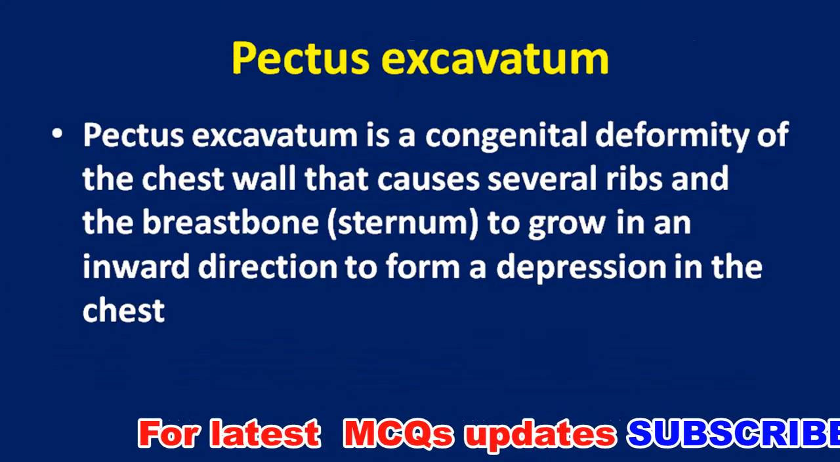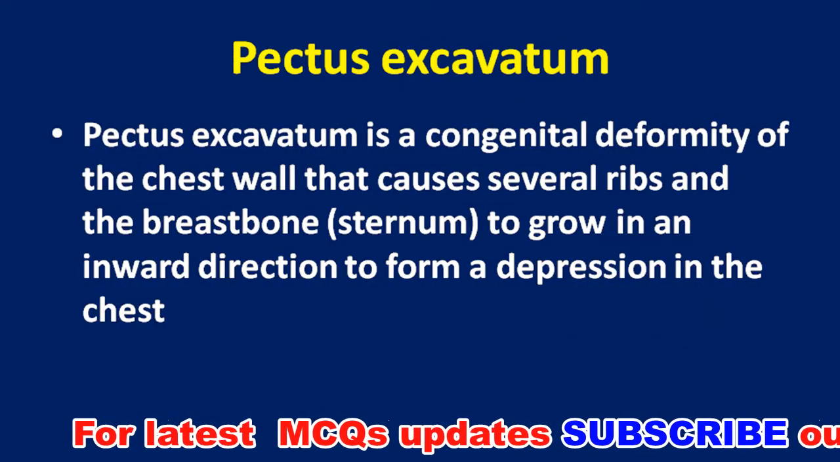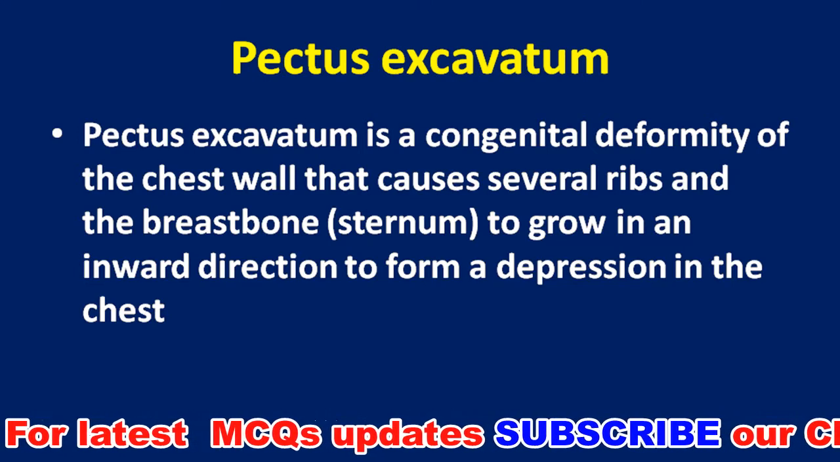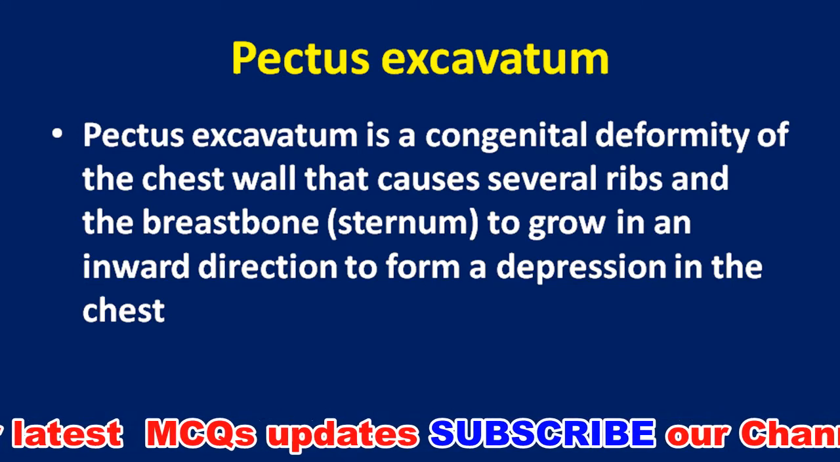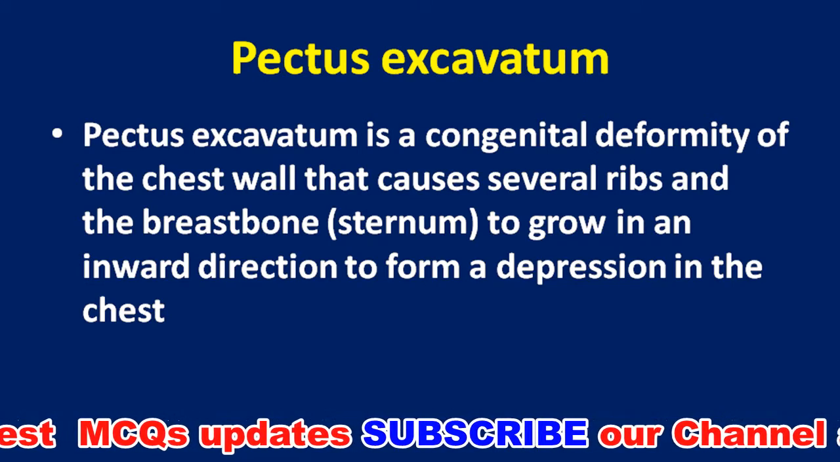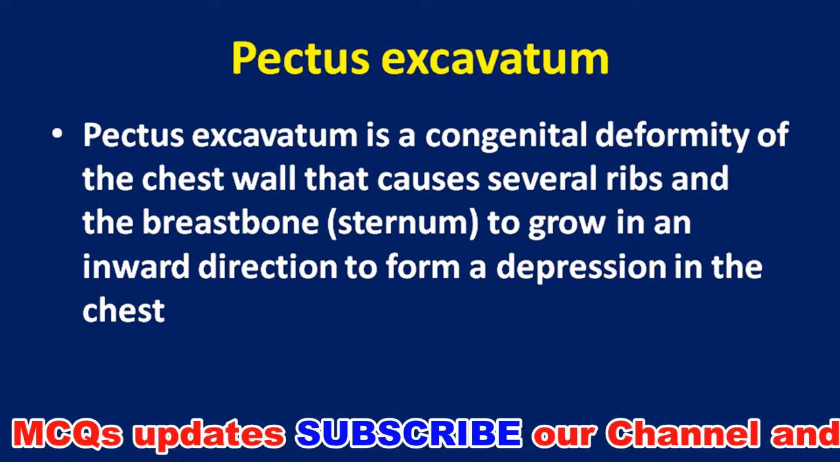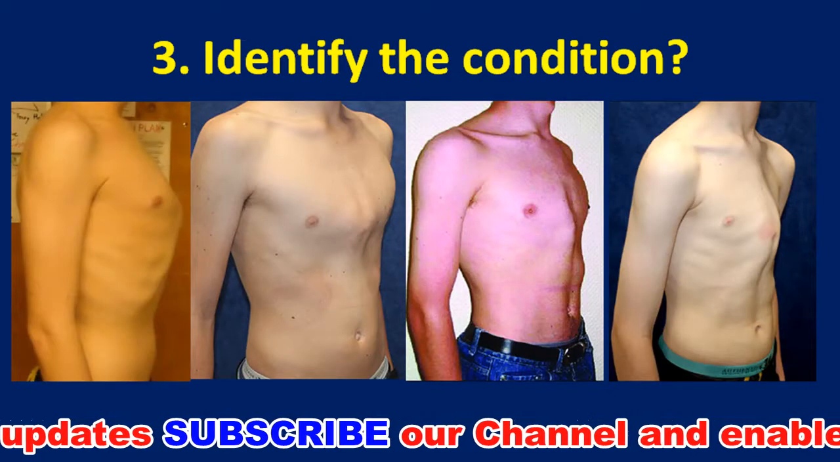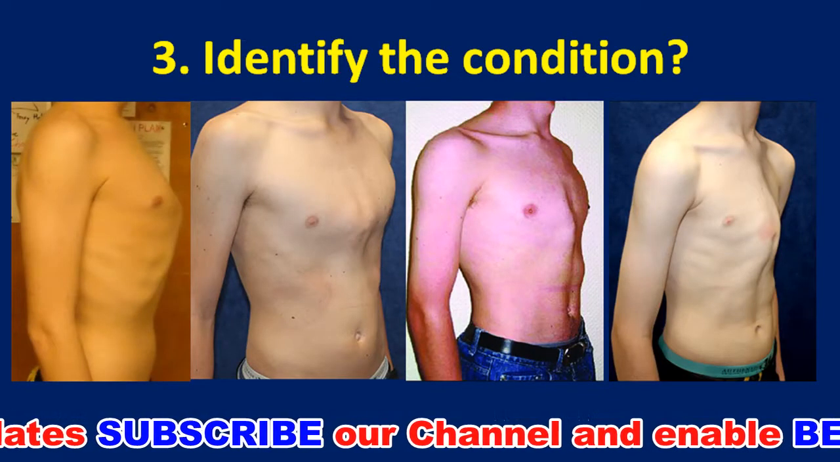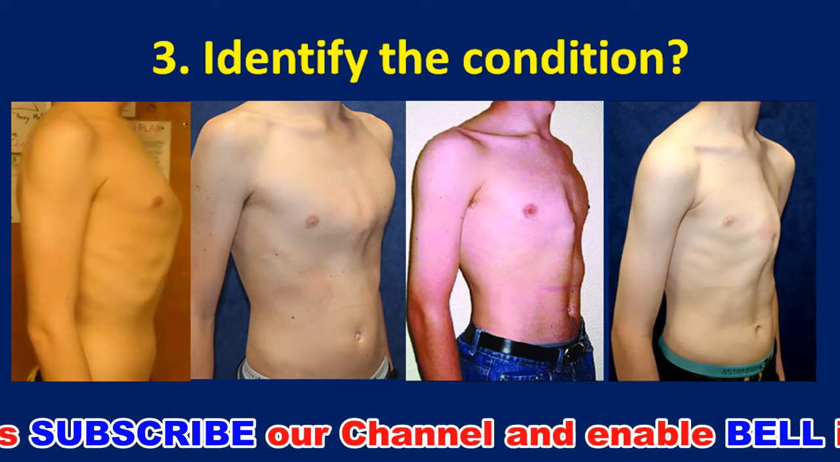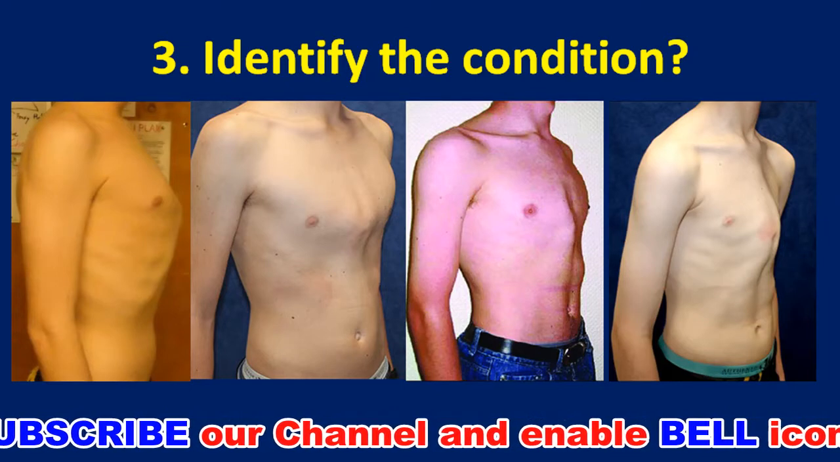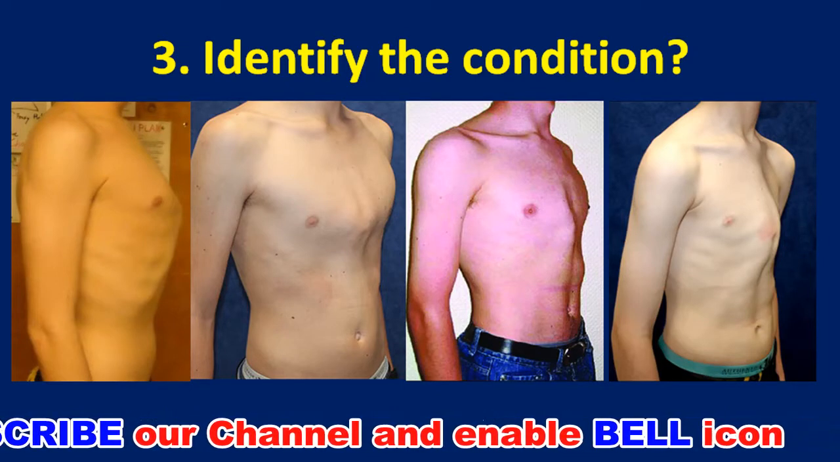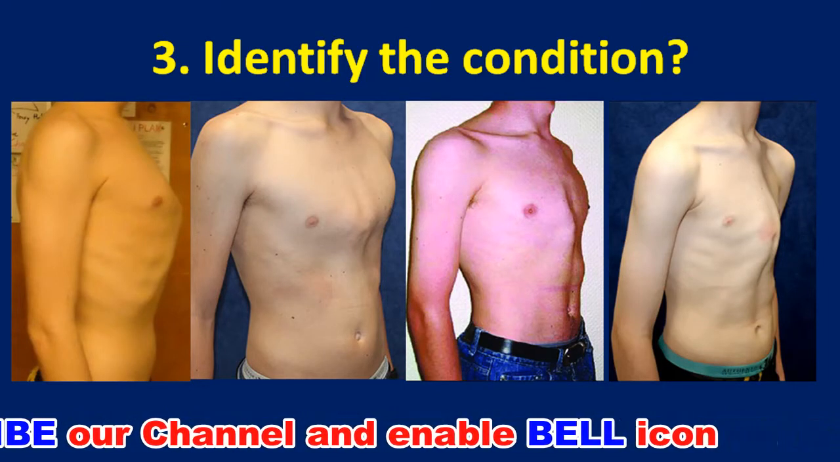Pectus excavatum is a congenital deformity of the chest wall that causes several ribs and the breastbone, that is sternum, to grow in an inward direction to form a depression in the chest. Third question, identify the condition. Here you can see a projection on the chest. So what is the name of that condition?